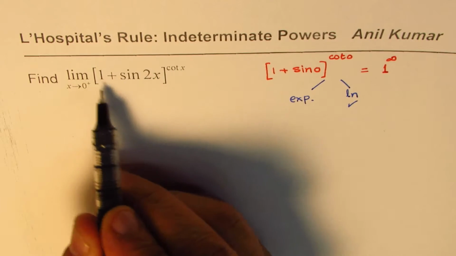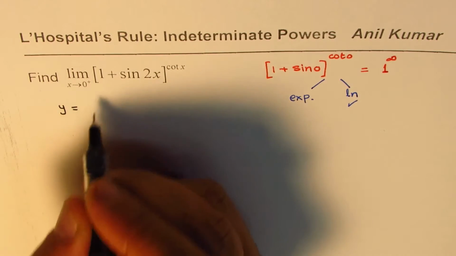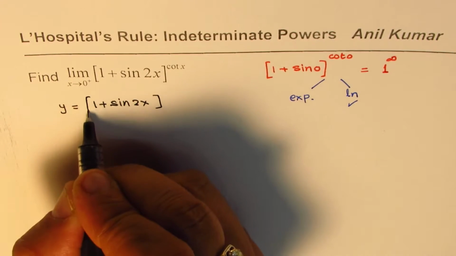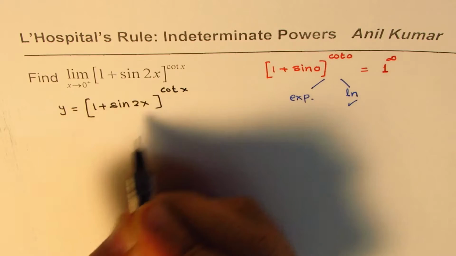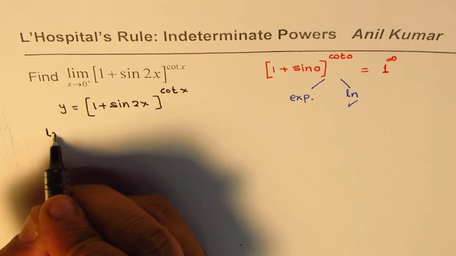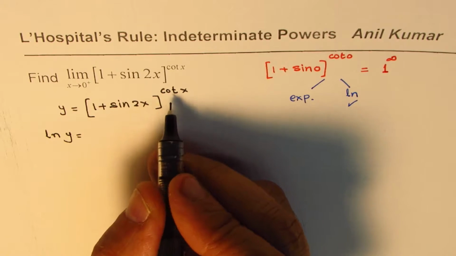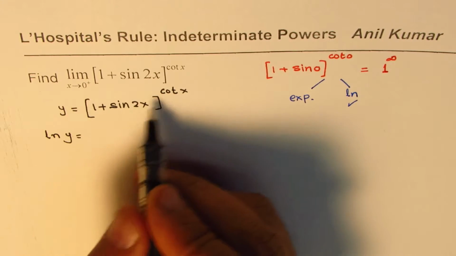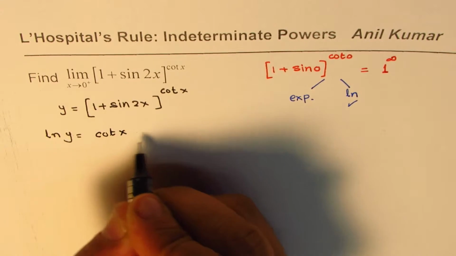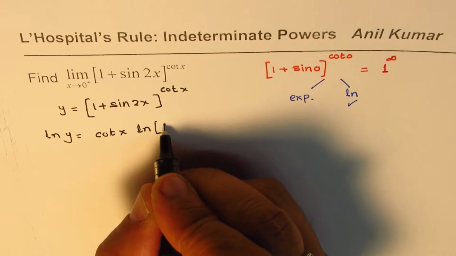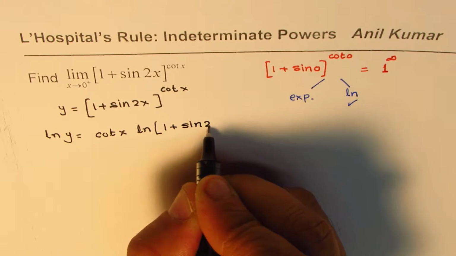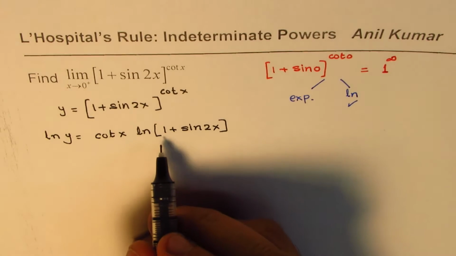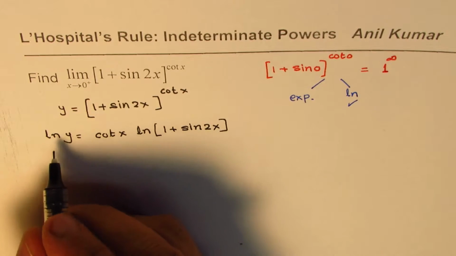So this expression can be written as y equals (1 plus sine 2x) to the power of cotangent x, right? Now if I take natural log on both sides, I get ln y equals, when you take natural log, the exponent comes down as a coefficient, a multiplier. So you get cot x times ln(1 plus sine 2x), right? So take natural log.